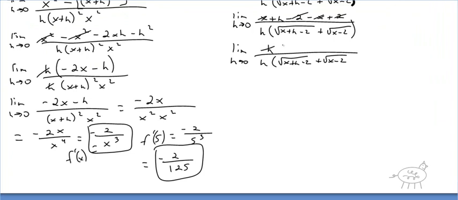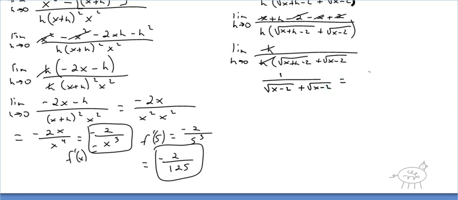Okay, and the h's cancel. And then I can do a direct substitution. So let's just do that. I get 1 over, if I put a 0 in for h, I just get the square root of x minus 2, plus the square root of x minus 2.